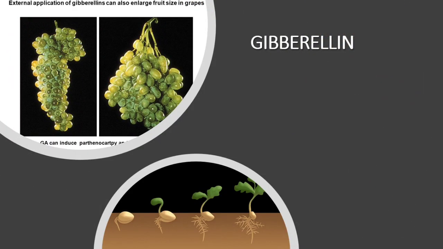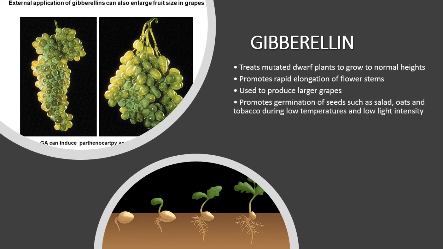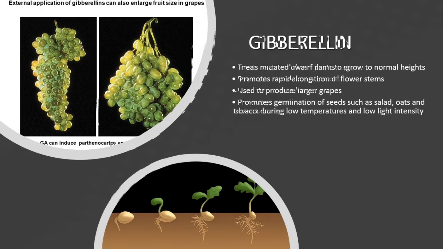Next, gibberellin. The external application of gibberellin can enlarge fruit size in grapes. We can see the structure of the grapes. After treatment with gibberellin, we produce larger size. It treats mutated dwarf plants to grow to normal height, promotes rapid elongation of flower stems, and is used to produce larger grapes. It promotes germination of seeds such as lettuce, oats and tobacco during low temperature and low light intensity.